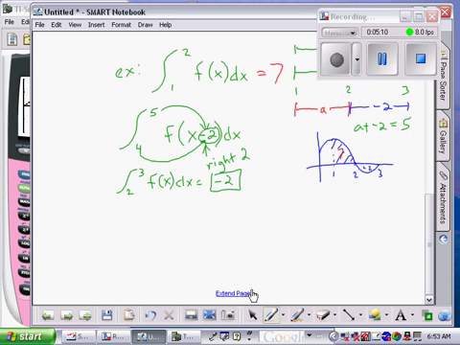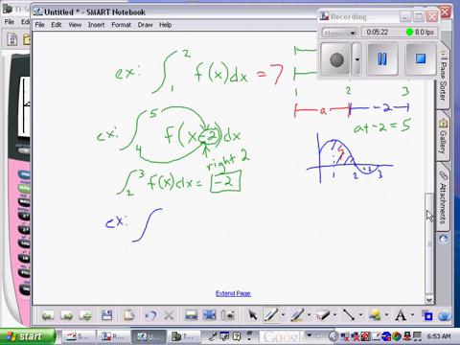What if I do, and this was the second example, what if I do a vertical shift? So in other words, what were some of my bounds here? 1 to 3. So let's do, still from 1 to 3, but I'm going to do the integral of f of x plus 5, that quantity dx. So now my number that I'm adding here is not inside with the x. So what does that do to my graph? It moves it up 5.